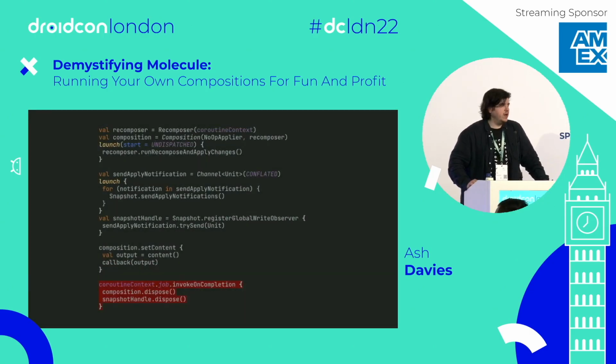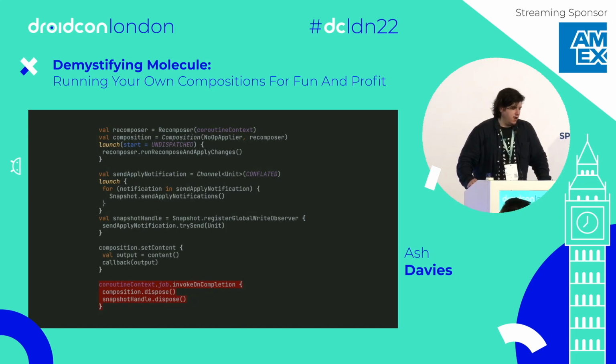And finally, because we are good citizens, we're going to handle our cleanup operations. So we dispose of the composition and the snapshot handle. And this is handled on the invocation of closure on the context.